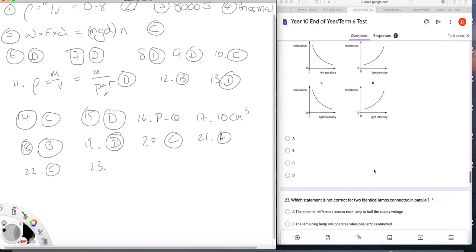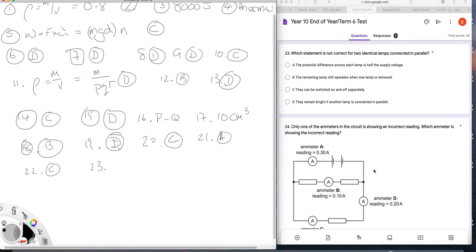23. Which statement is not correct for two identical lamps connected in parallel? The PD across each lamp is half the supply. That is not correct. The remaining lamp still operates when one lamp is removed. Correct. They can be switched on and off separately. Correct. They remain bright if another lamp is connected in parallel. Correct. So we found the wrong answer straight away, but we checked them all just in case there was something wrong with our thinking, which there wasn't.